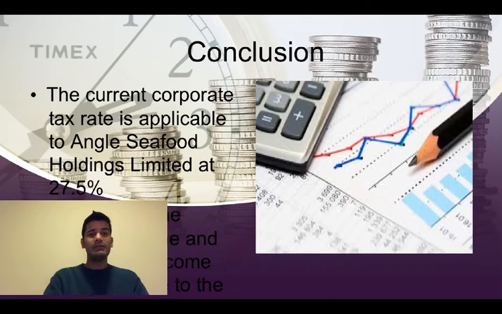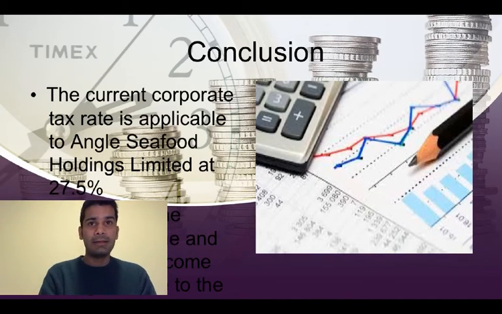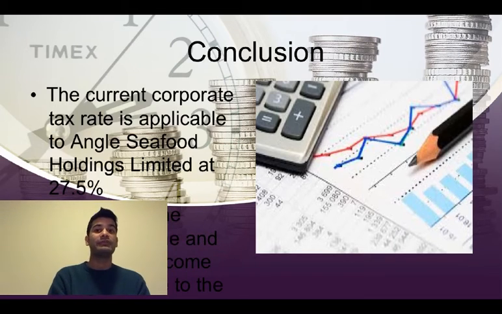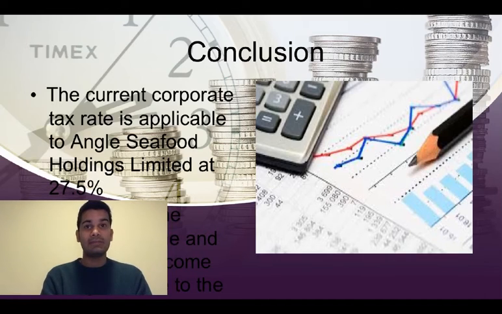In conclusion, I would like to conclude that the current corporate tax rate applicable to Angel Seafood Holdings Limited is 27.5%. A change in the taxable income and accounting income has given rise to the treatment of tax accounting. The report is a synopsis about the assessment of tax liability for the company. In the end, it can be concluded that the report has expressed all major sections under corporate accounting rules for payment of taxes. It is important to ascertain the tax accounting expenses and income separately for the business. Moving on to the next slide.